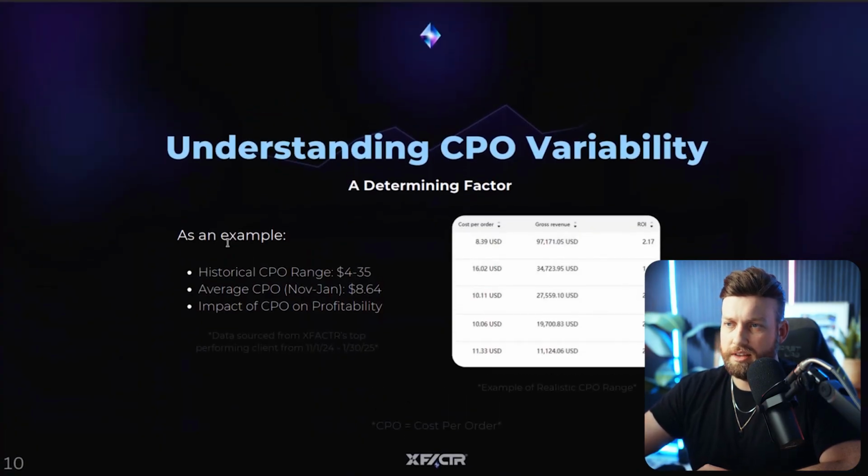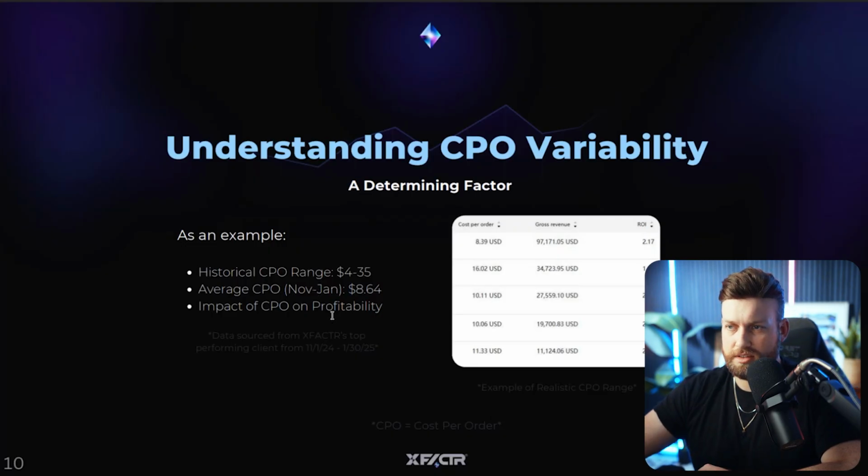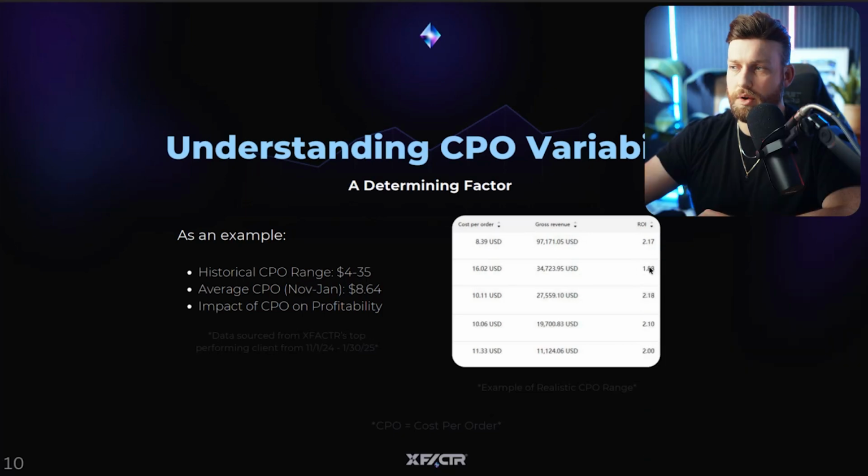So when we look at this, our historical CPO range is between $4 and $35. So our cost per order right now, we've got 8, 16, 10, 11, or 11 and 10, right? Now, average CPO, this was between November and January, $8.64. An impact of CPO on profitability, right? So you can see here that the $8, $16, $10, $10, $11, you can see that our ROI on this particular campaign is 2.17, 1.88, 2.18, 2.12.